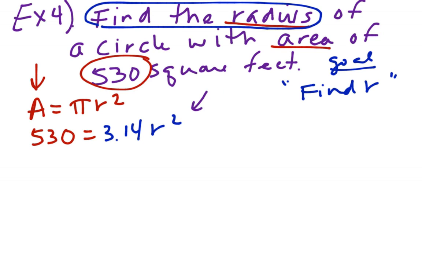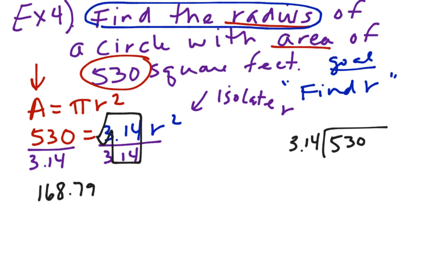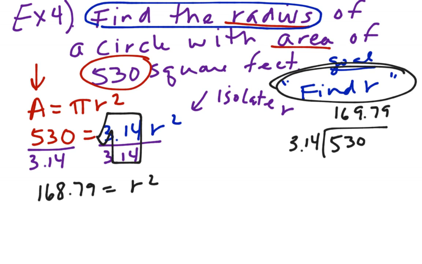So again, I'm trying to isolate. When we solve for a variable, we're isolating r. And so I need to get a 1 in front of r. So I'm going to divide both sides by 3.14, both sides of my equation. That's going to give me a 1 in front of r squared, sorry. And then when I do 530 divided by 3.14, you should get 169.79. That's a good time to use a calculator. Equals r squared. And remember, I'm not trying to find r squared, I'm trying to find r.